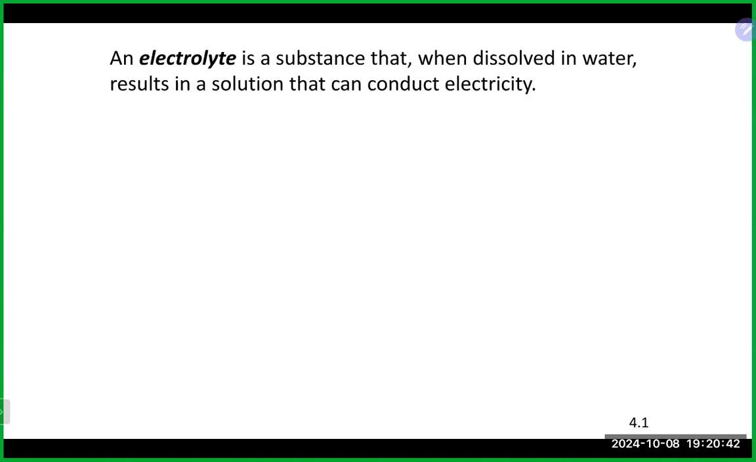And electrolytes are substances that, when they go for a swim in the solution, will break apart into ions. And because they break apart into ions, they are able to conduct electricity. The presence of those ions floating around in the solution allows it to conduct electricity. And there's different types of electrolytes. So let's talk about the different types of electrolytes that we have.